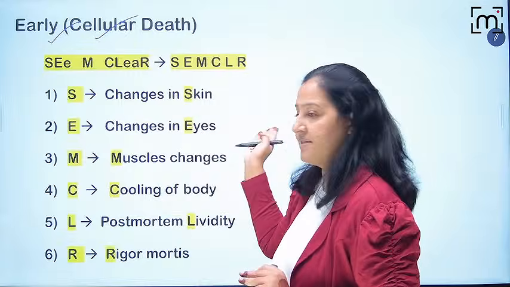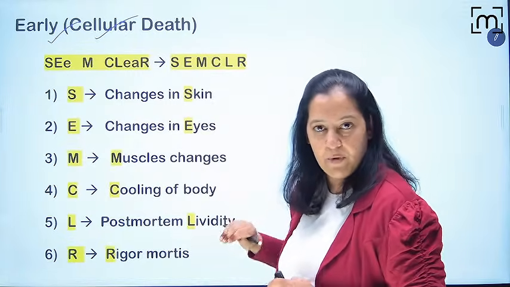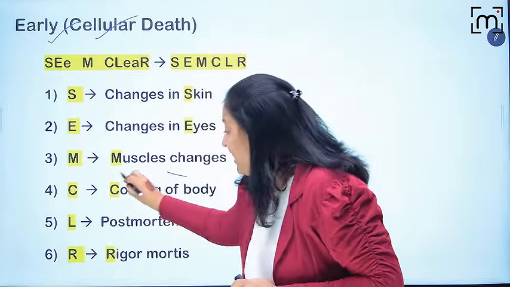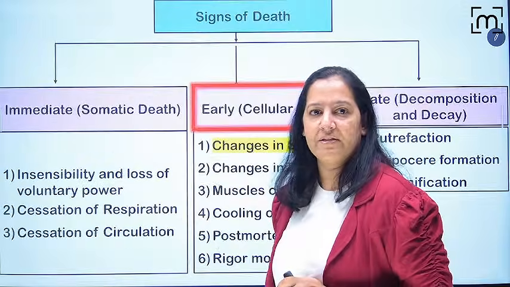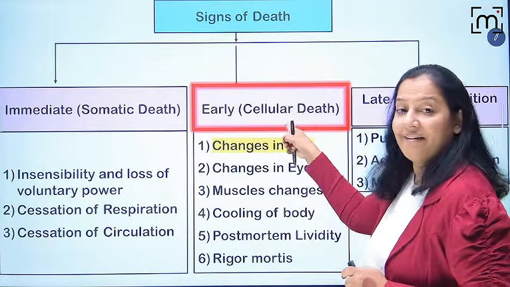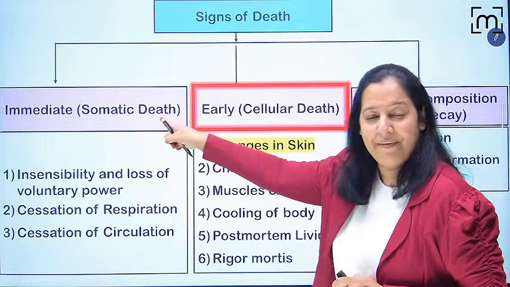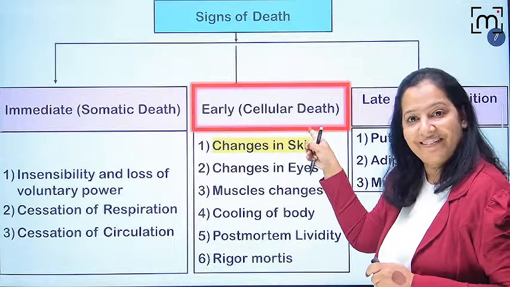So there are 6 changes. You can see the 6 changes. We have a mnemonic also. One by one, we will take it. These 3 are very big to understand, and these 3 are very small, we will do them quickly. So these are the early changes. Immediate is done, and now I'm starting early changes.